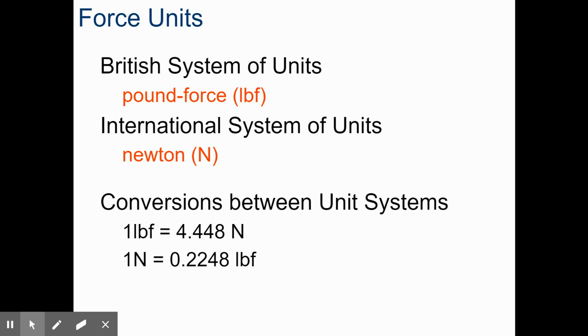Okay, so here we have the force units. The British system of units is pound force, and the international system of units is newtons. And then the conversion between the units is 1 pound-foot is equal to 4.48 newtons, whereas 1 newton is equal to 0.2248 pound-feet.